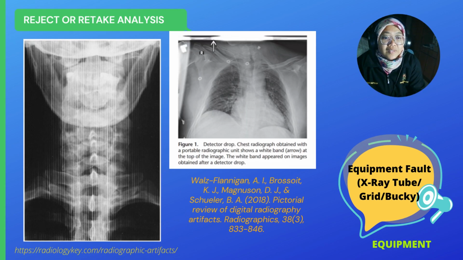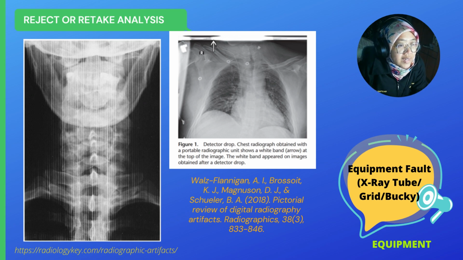These are the images under the category equipment fault. The first one, the grid line appears in the cervical spine image, where the X-ray beam is not aligned with the grid line. And the second one, the detector drop. This one, the white band appears on images obtained after a detector drop, at the upper area of the chest X-ray.